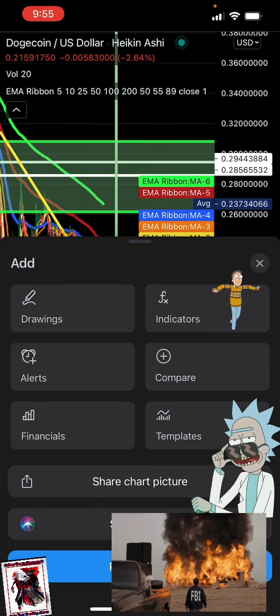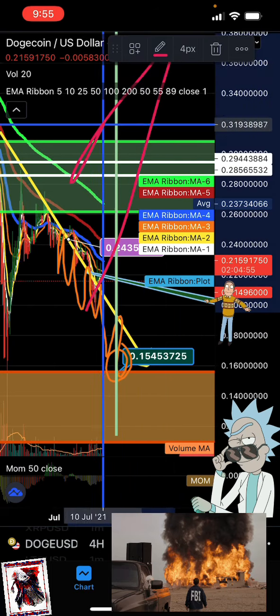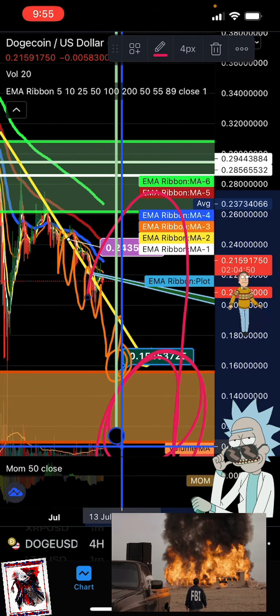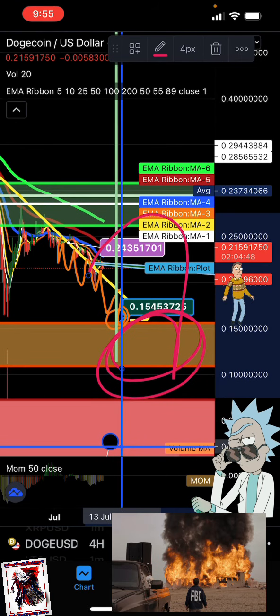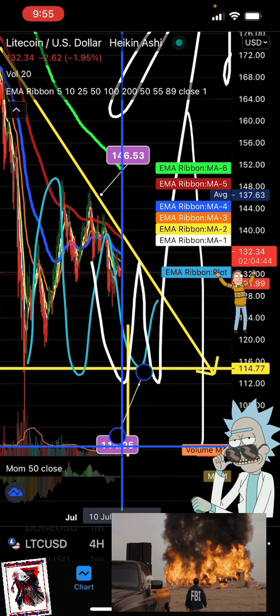We know where Dogecoin's going. Dogecoin go bang? No, not going to happen. It's going to do this. It's coming down there in Dogecoin, right? You're coming down to 10 cents. And then Litecoin, everyone's favorite Litecoin, right? It's coming down there too.